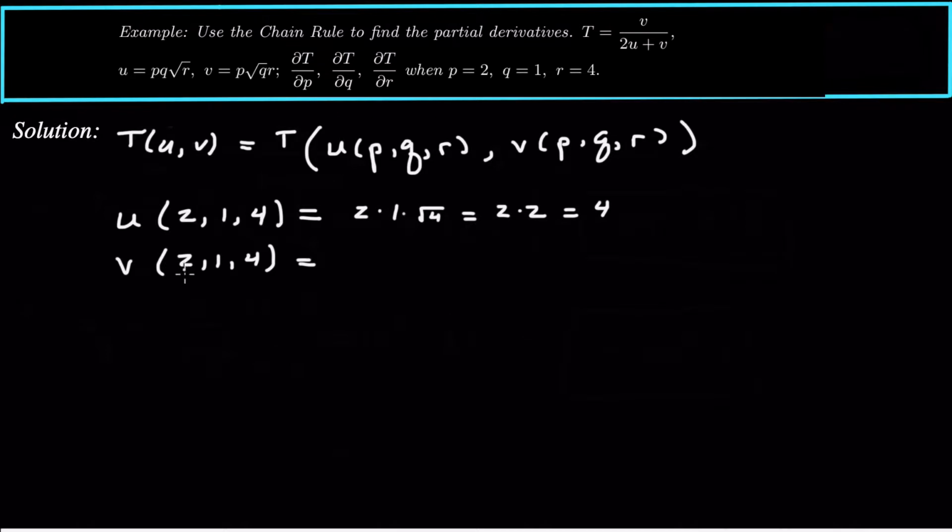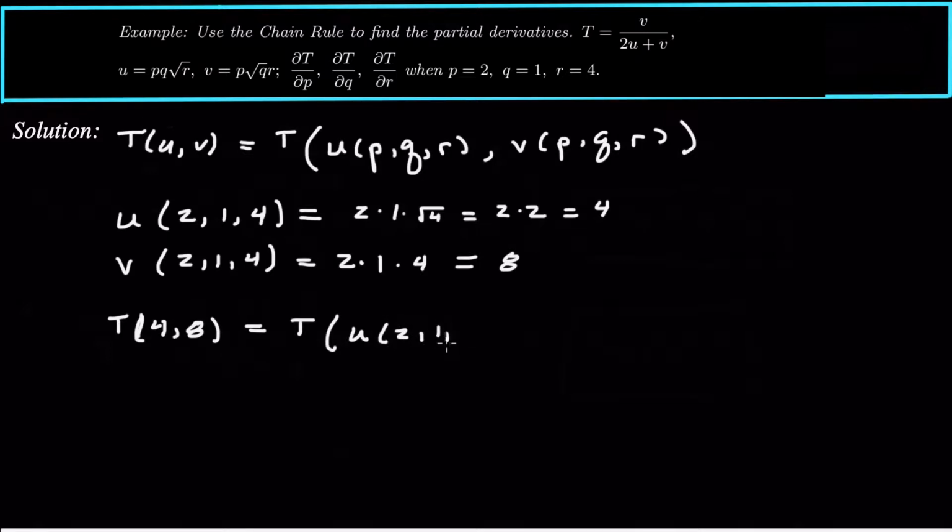And same thing down here. Plug 2, 1, 4 into v. So we get 2 times square root of 1, which is 1, times 4. So this is 8. So t of u equals 4, v equals 8 is the same as plugging in these values 2, 1, 4 into p, q, and r. That's good to know, because in just a minute we're going to use this information to simplify our computation. So this is really, really important to note.